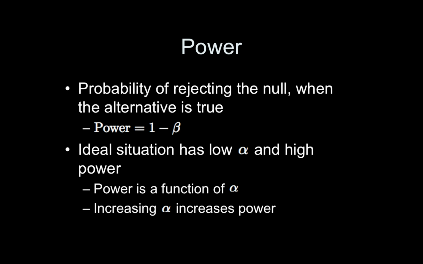Right, so I'll just say this, power is 1 minus beta. The ideal situation is low alpha and high power, but it turns out power is directly related to alpha, so increasing alpha tends to increase your power. So increasing one type 1 error controls another type 1 error. It's like a teeter-totter. One gets better, one gets worse, but you can't make them both great. Unless you can increase your sample size. So all you guys have to do is plan studies with more subjects. Then you can have the best of both worlds.